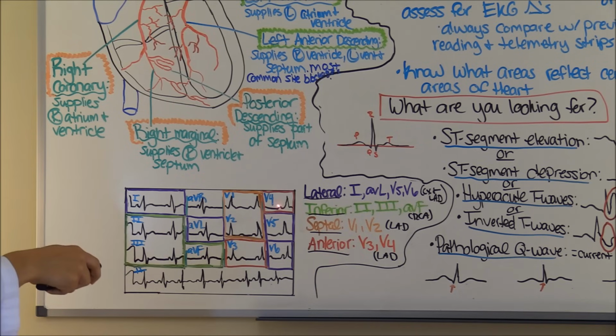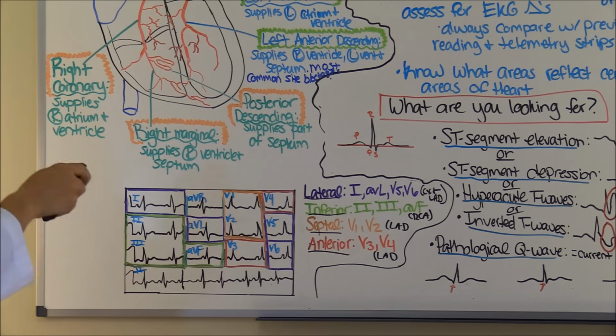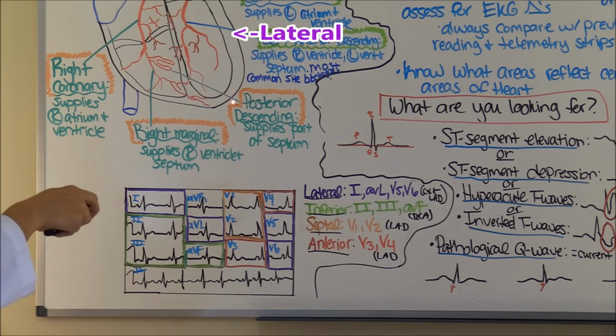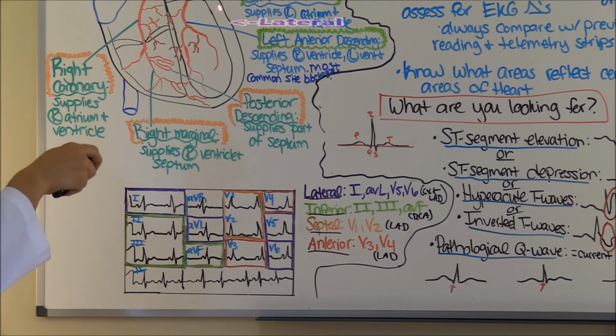So real fast, let's go over what each part of this EKG represents, which view of the heart it's looking at, and what coronary arteries are probably being affected if you've seen changes in that area. Okay, the lateral view is represented in the purple. This is seen in lead 1, AVL, V5, and V6. And the lateral view of your heart on this diagram is about right here.